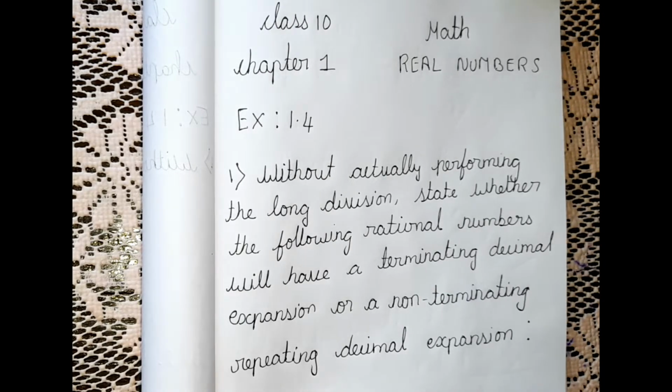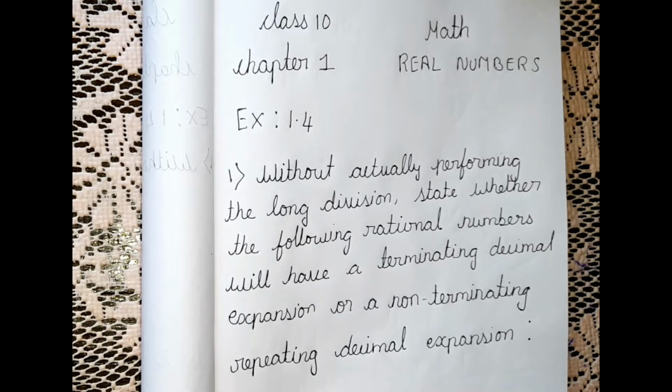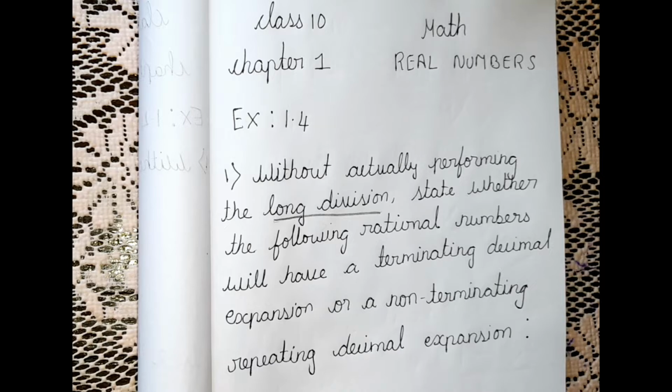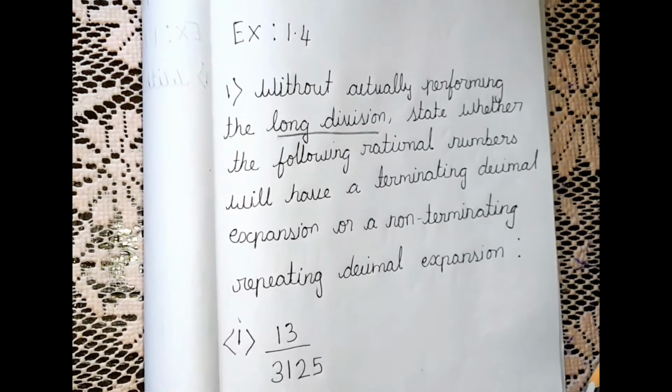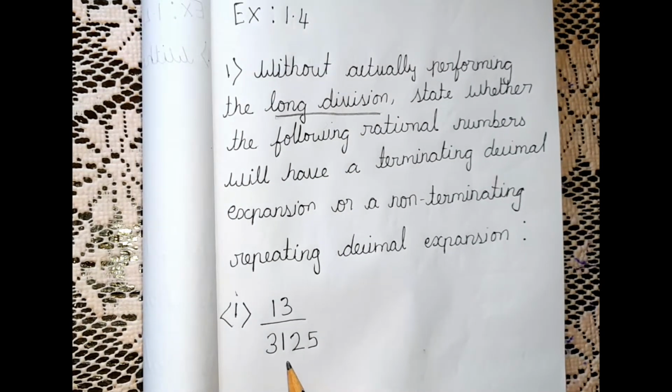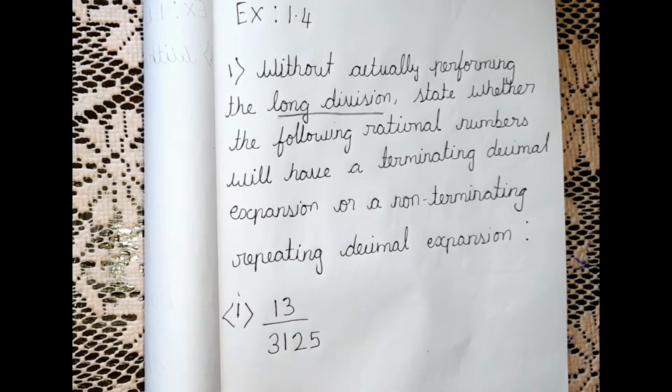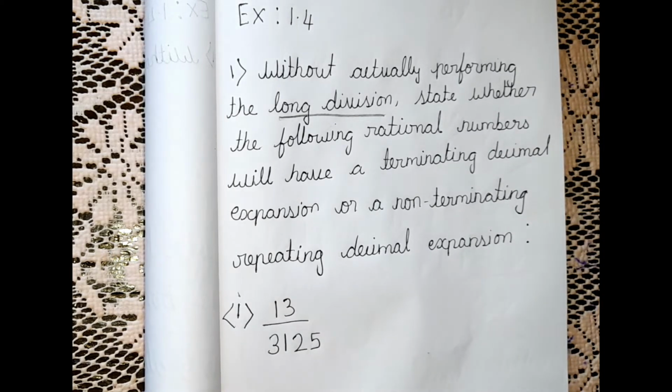In this question, without performing the long division method, we should find out whether this particular number, that is 13 by 3125, is a terminating or a non-terminating decimal expansion. Okay. So first of all, we have certain rules.